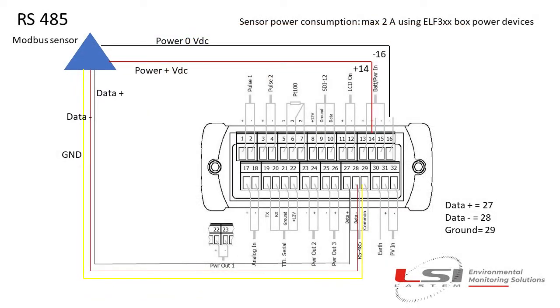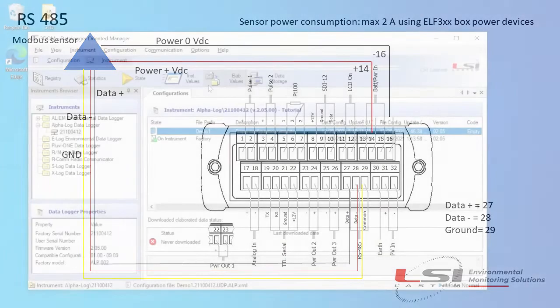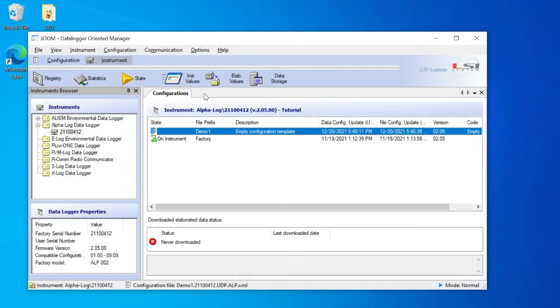In case of sensors with RS-485 output, connect the data positive and data negative wires from the sensor directly to the terminals 27 positive and 28 negative of alpha log. If a ground wire is available, connect it to terminal 29. Connect the sensor power supply cable to the terminals 14 positive and 16 negative of the alpha log terminal board. Now we can proceed to enter sensor details inside 3-dome.